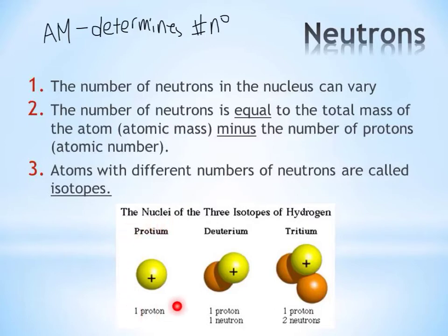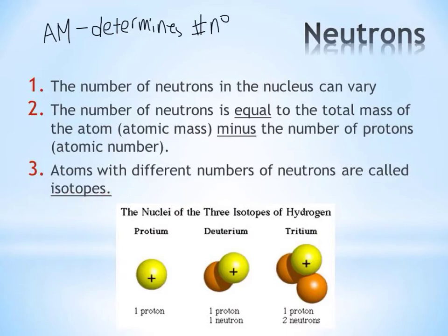So protium has 1 proton but no neutrons. Deuterium has 1 proton and 1 neutron. Tritium has 1 proton and 2 neutrons. They all have 1 proton, meaning that they're all hydrogen, but they are called isotopes because they have different numbers of neutrons. So that's a vocabulary you need to know here.